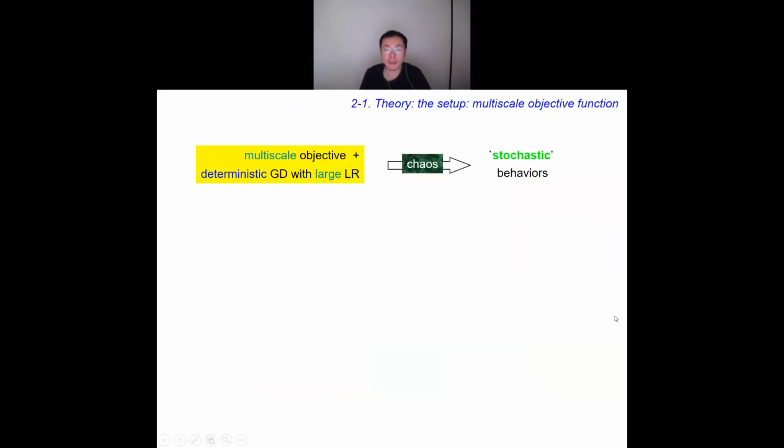So what's going on? We actually have a quantitative theory. The theory says that if the objective function is multi-scale, and my gradient descent is used with a large learning rate, then the dynamics of gradient descent, albeit being deterministic, is actually chaotic. That's why you will see behaviors that look like stochasticity.